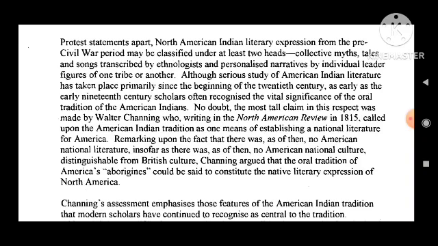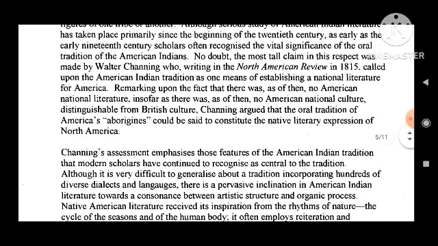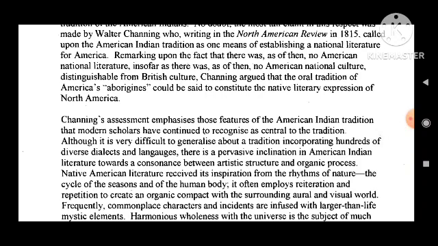No doubt the most tall claim in this respect was made by Walter Channing, who, writing in the North American Review in 1815, called upon the American Indian tradition as one means of establishing a national literature for America. Remarking upon the fact that there was as of then no American national literature insofar as there was as of then no American national culture distinguishable from British culture, Channing argued that the oral tradition of America's aborigines could be said to constitute the native literary expression of North America.